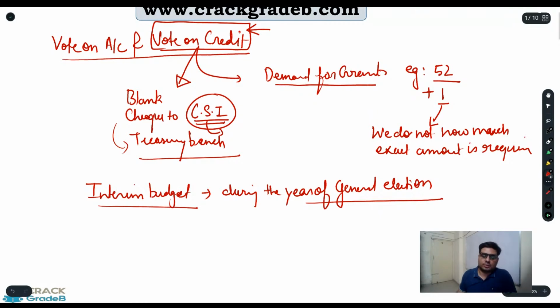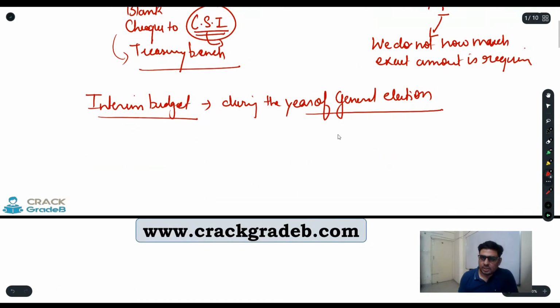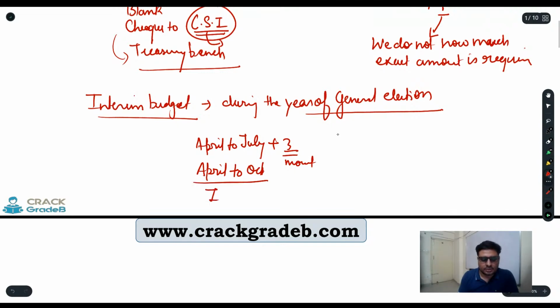So what is the philosophy? The outgoing government will present the budget for that period for which it has the tenure. For example, if the government has the tenure till July, so from April to July plus 3 extra months, so that the new government can get the time to prepare their budget and present it. So April to July plus 3 months, that is August, September, October. So the outgoing government will present the budget from April to October, right? That is known as interim budget.